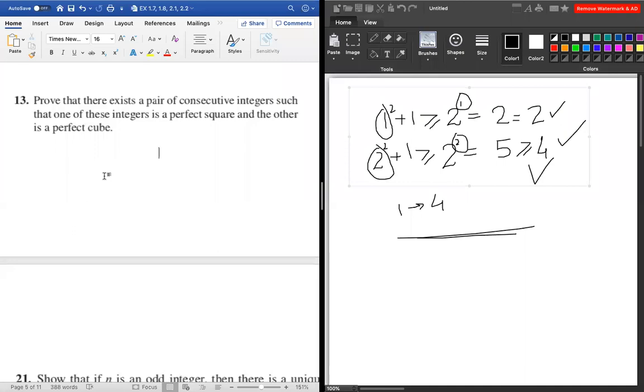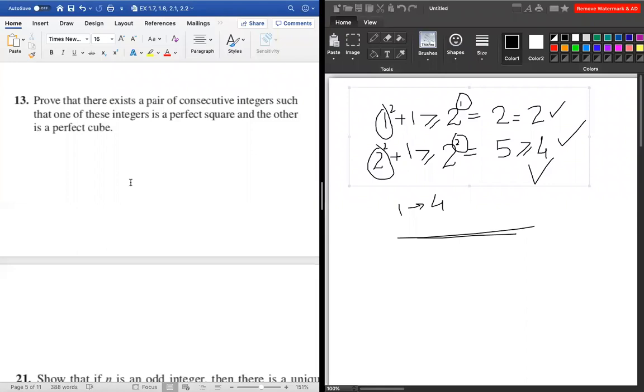Okay, so we have to find a pair of consecutive integers. So it's a pair, it's not one number. It's two numbers, and they have to be consecutive numbers. And one of those integers is a perfect square and the other is a perfect cube.